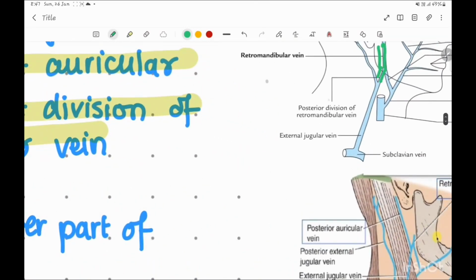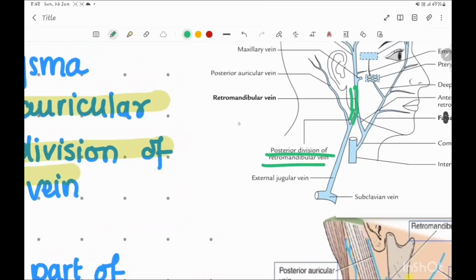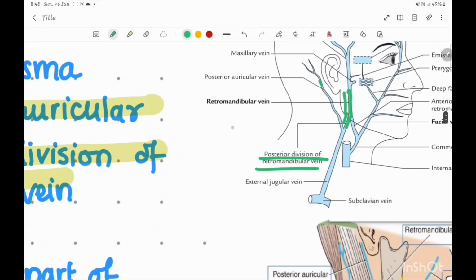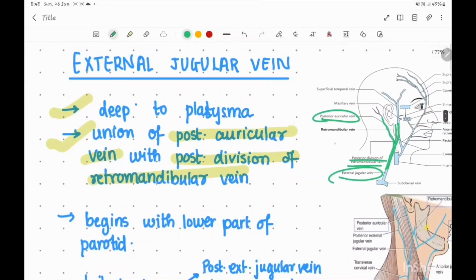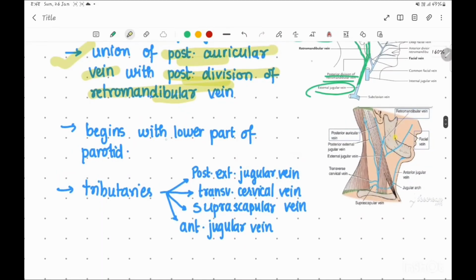Okay. So here you can see the retromandibular vein. Now it is going down, forming the posterior division of retromandibular vein. Simultaneously, you can see another vein coming down, that is the posterior auricular vein. It is coming behind the ear, therefore it is called posterior auricular vein, that meets at a point to form another vein that is called as external jugular vein. Okay, so that clearly explains the point. External jugular vein is formed by union of posterior auricular and posterior division of retromandibular vein.